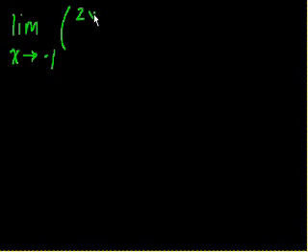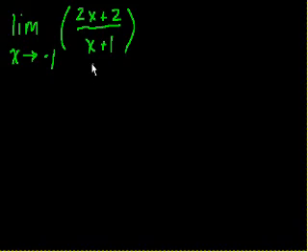So let's say, what is the limit as x approaches, let's say, -1? And let me see, what's a good expression? Let's say my expression is, I'll put it in parentheses so it's cleaner, 2x plus 2 over x plus 1.